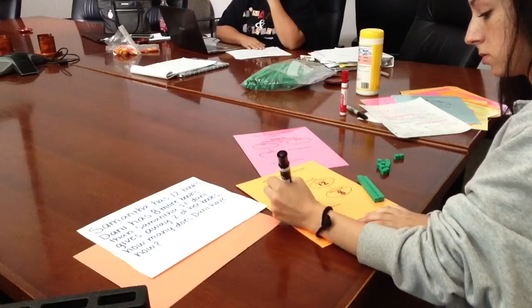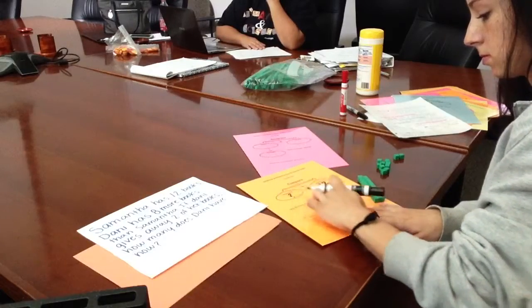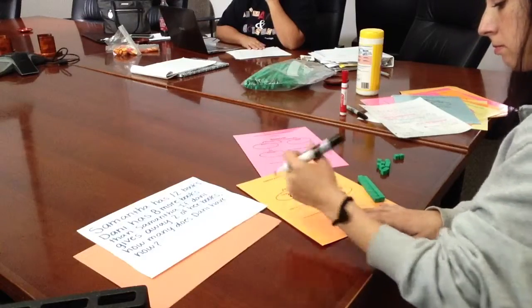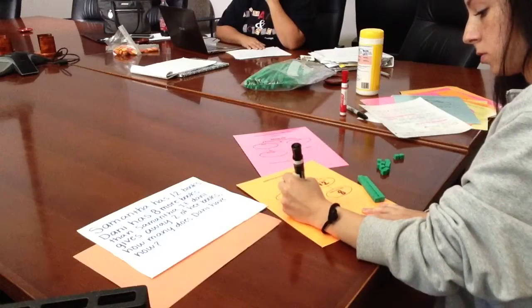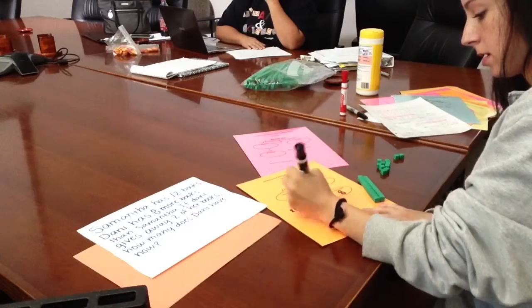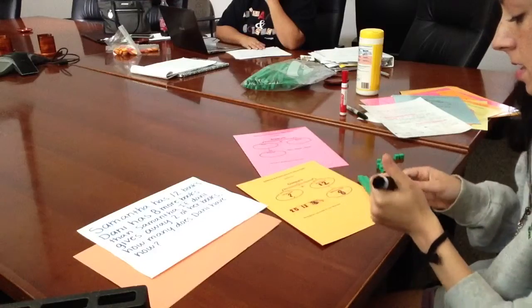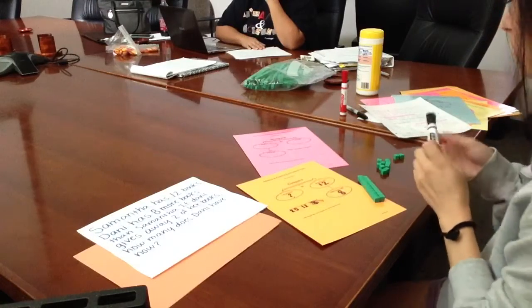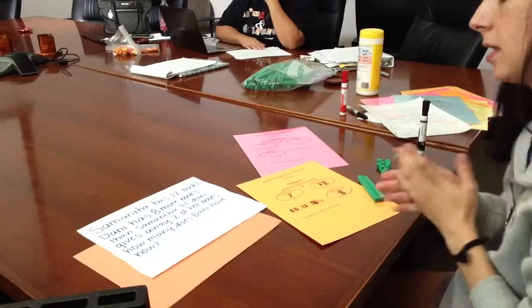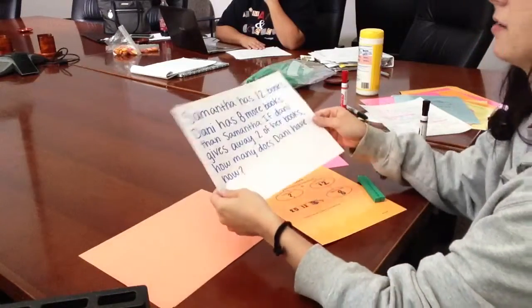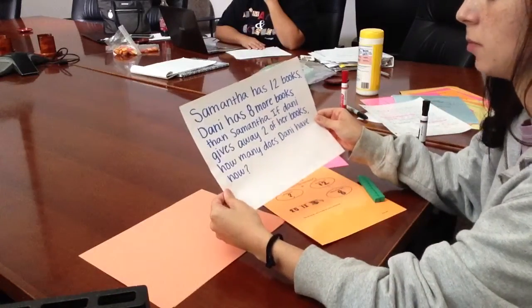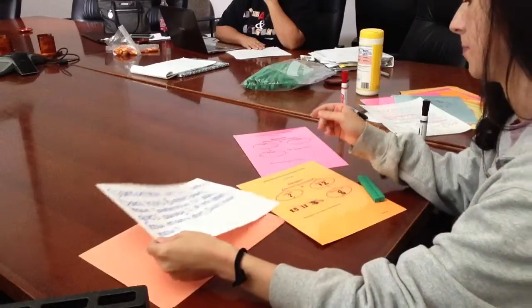So 20 equals 12 plus 8. And that is the compare problem. And then if we look at the next part of our word problem, it says if Danny gives away 2 of her books, how many does Danny have now?